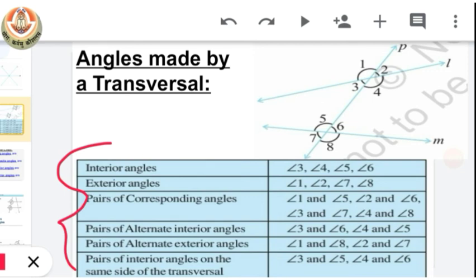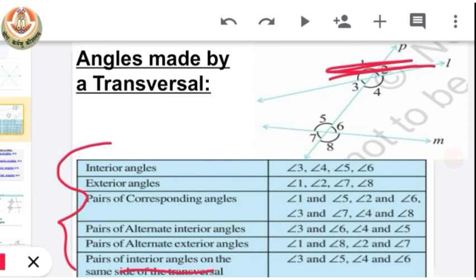Now the next one is pairs of interior angles on the same side of the transversal. The first main term is interior angle. That means we have to look only at interior angles.